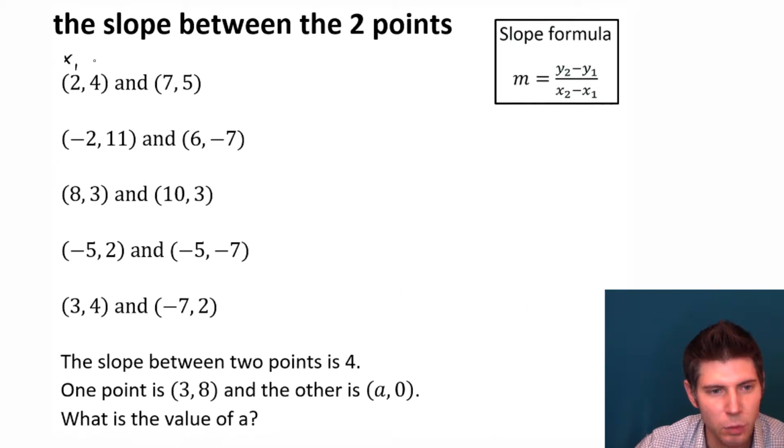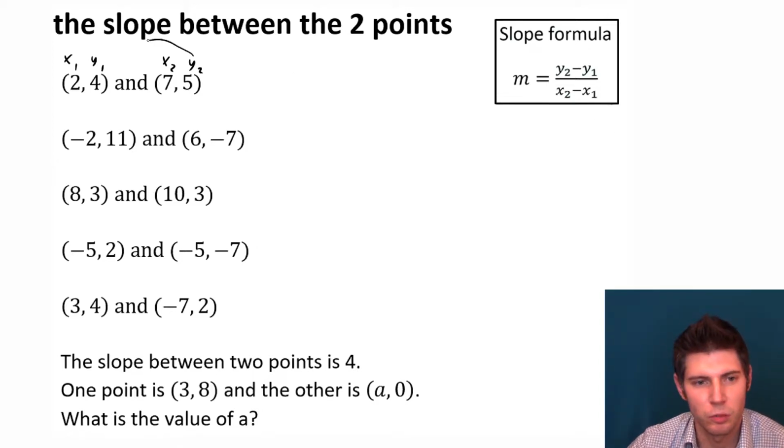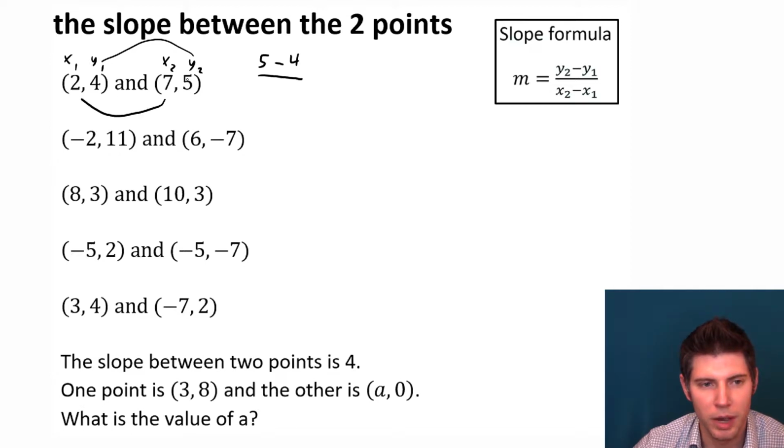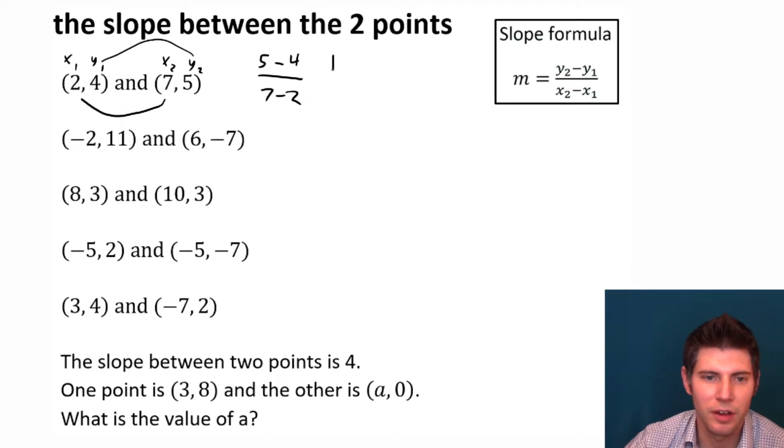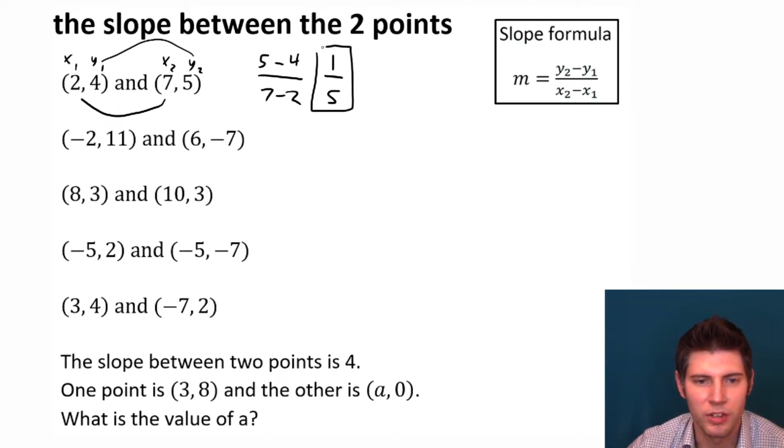This is x1, and this is y1, this is x2, and this is y2. And we're just going to use this formula. So it's y2 minus y1, so it's going to be 5 minus 4 over, and then x2 minus x1, which is 7 minus 2. 5 minus 4 is 1, 7 minus 2 is 5, 1/5 is the answer to number 1. And that's how all these are done.